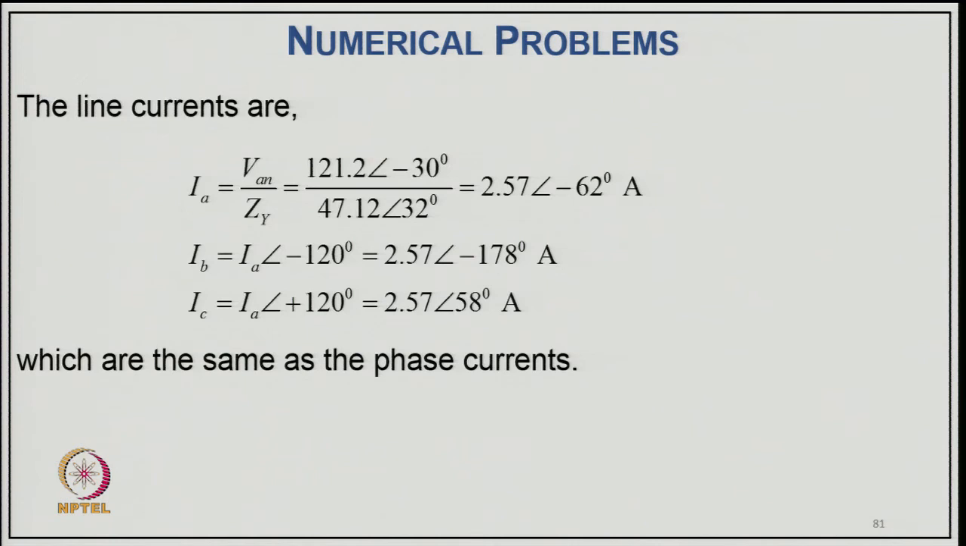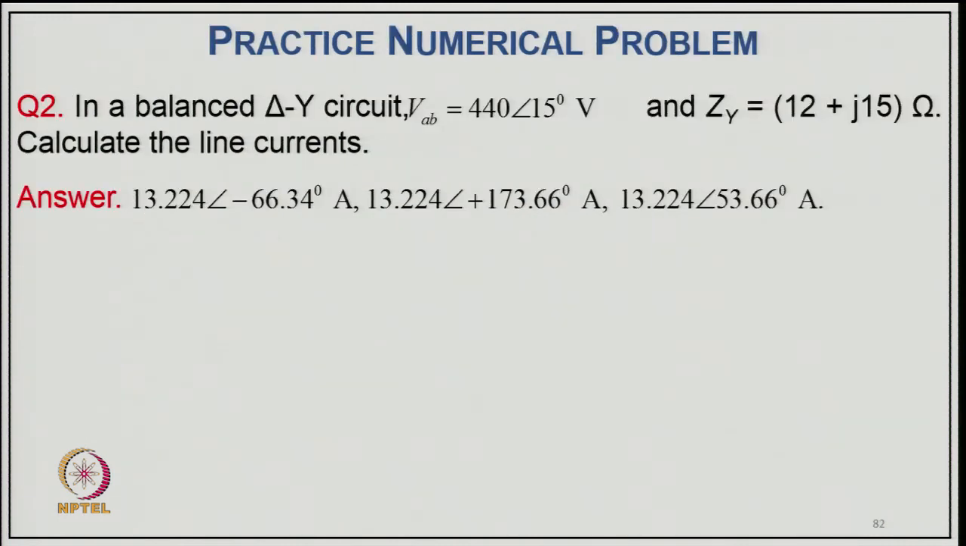Now the line current will be IA equal to Vn by Z_Y. So, it becomes 121.2 at the angle of minus 30 divided by 47.17 at the angle of 32 degrees. This becomes 2.57 at the angle of minus 62 degrees ampere. Similarly, IB will be IA at the angle of minus 120 degrees, and this becomes 2.57 at the angle of minus 178 ampere, and IC equals IA at the angle of plus 120 degrees. This becomes 2.57 at the angle of 58 degrees ampere, which are the same as the phase currents in a star connected load, and this is a practice example on the same line.